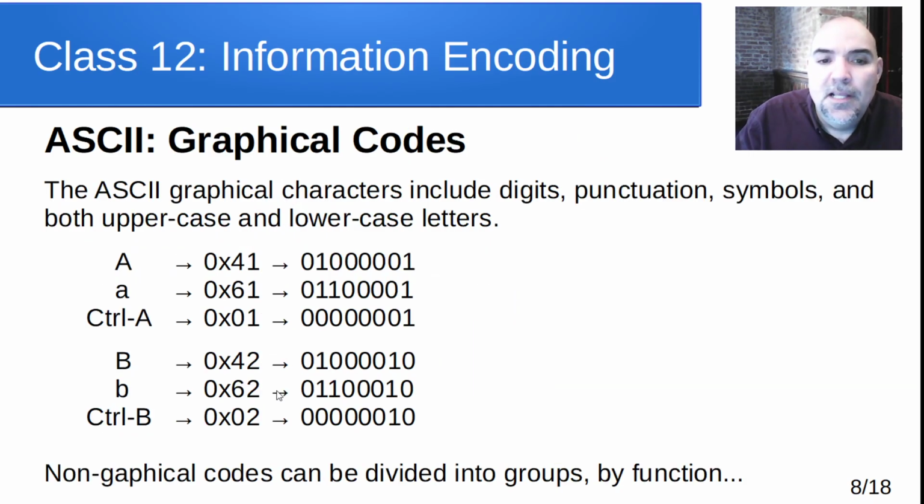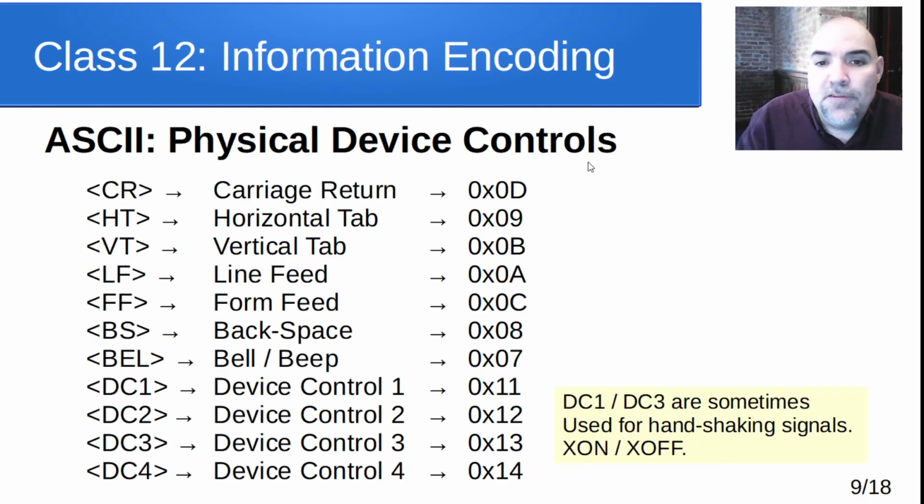The first set here is the physical device controls. And these control something physical about the process. So if you were thinking about that inmate in the cell, this would be moving the pen somewhere else on the page or something like that. And the ones that are available in ASCII are carriage return, meaning go back to the beginning of a line, horizontal tab, tabs over to the next tab stop.